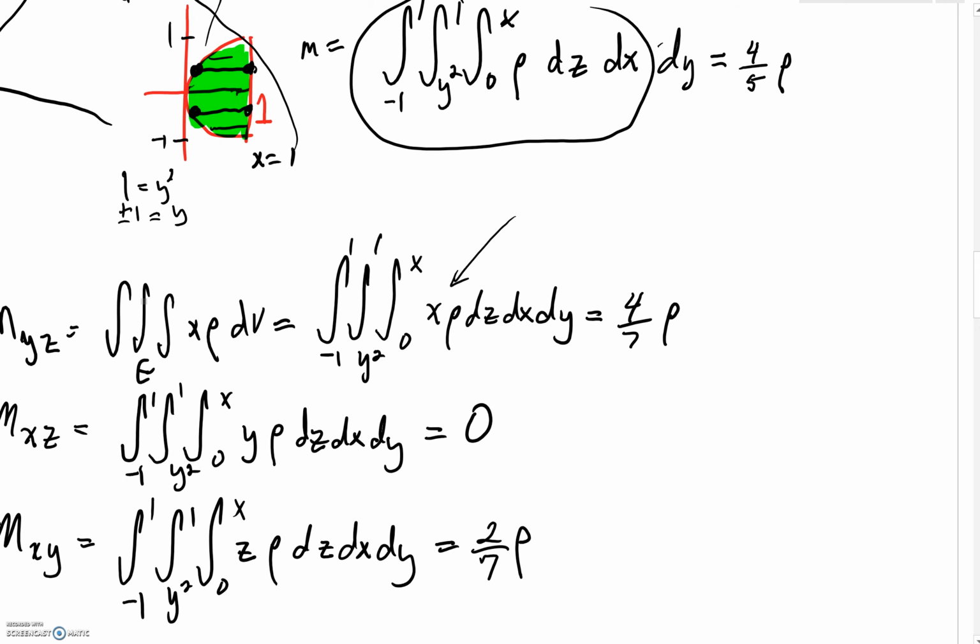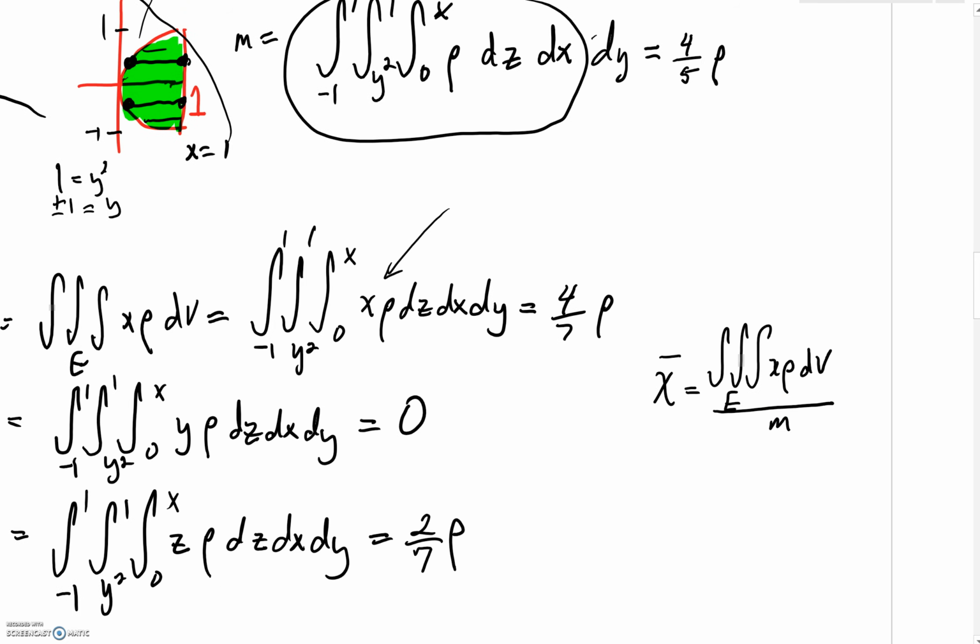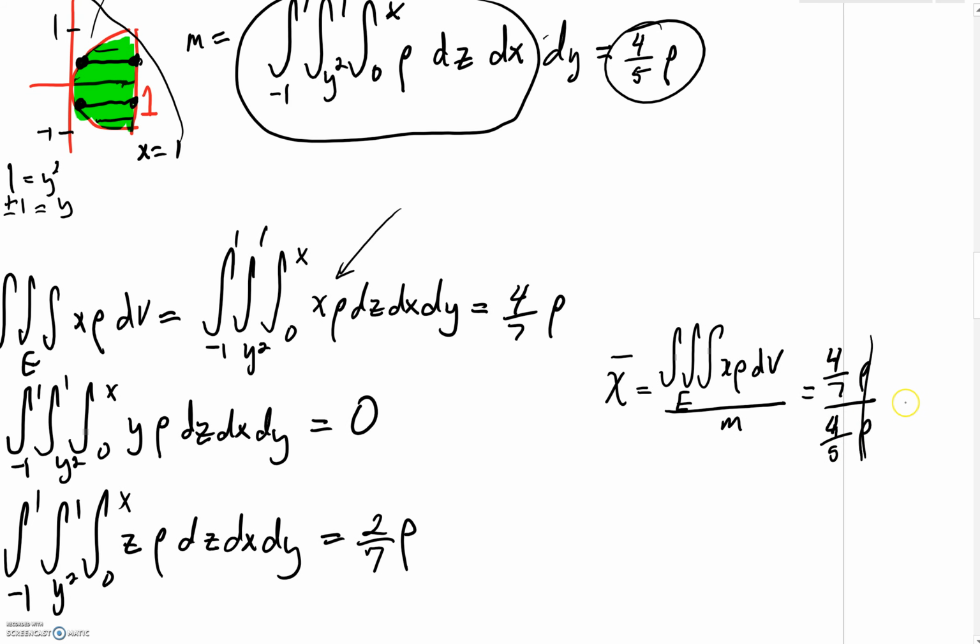Well, right now what we can do is say, well, look, our x bar is going to be that triple integral with an x rho dv all over our mass, and we just found that to be a 4/7 rho all over. Well, our m right here was a 4/5 rho. You can see our rhos are going to cancel out, our 4s are going to cancel out, and really you'd have 1/7 divided by 1/5, which is going to be 5/7.